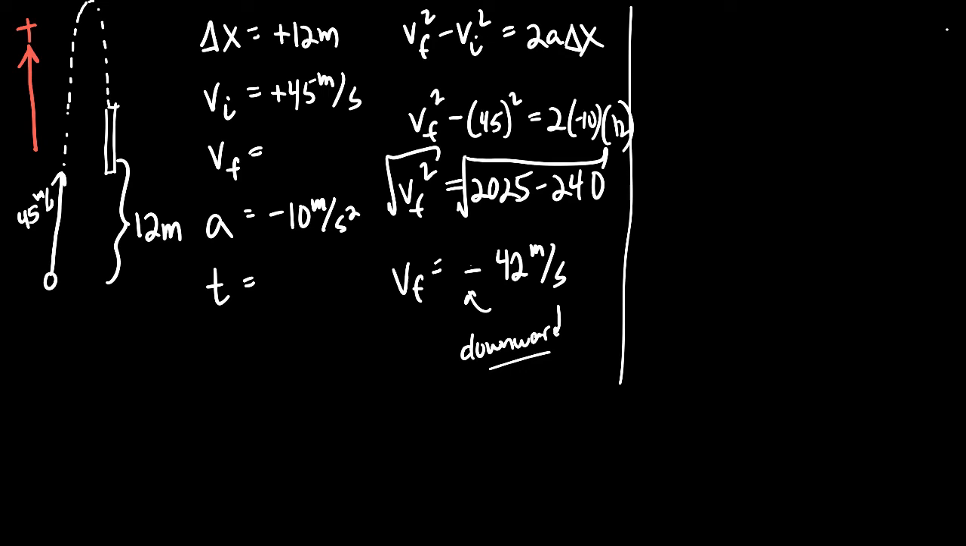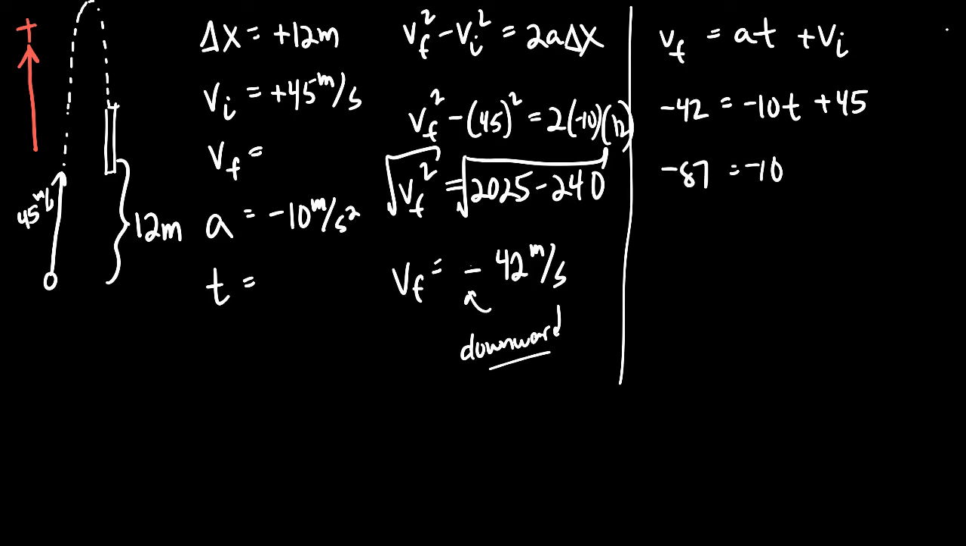Now look, if we want, we can go ahead and figure out how long it's in the air. I'm going to choose the easiest relationship for that. That's going to be VF equals AT plus VI. There's no easier one than that. That's going to be negative 42 equals negative 10T plus 45. And that looks to be like negative 87 equals negative 10T, or T equals 8.7 seconds.